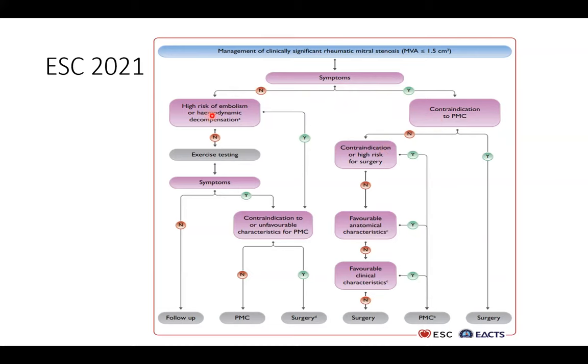Now, when patients do not have symptoms, we assess their risk for embolic or hemodynamic decompensation. If they don't have that, we do exercise testing to further characterize it. If they have symptoms on exercise testing, then we consider them for balloon. If they don't have symptoms, you follow them up. The duration of follow-up differs a bit between the two guidelines. I think one is annual, the other one is 3 years or so? I'm not sure, but there's some difference. But asymptomatic patients should be followed up. And the others should be offered percutaneous balloon commissurotomy unless they have contraindications, and then we consider surgery.